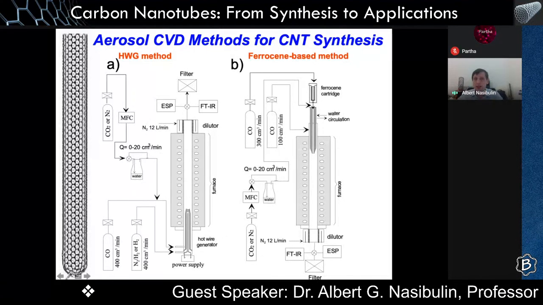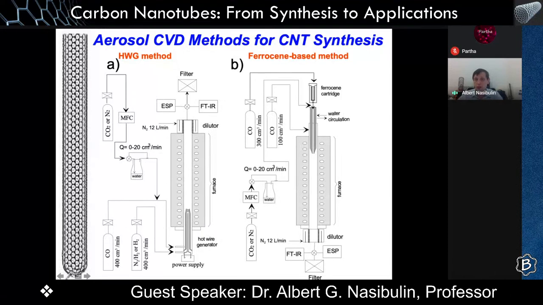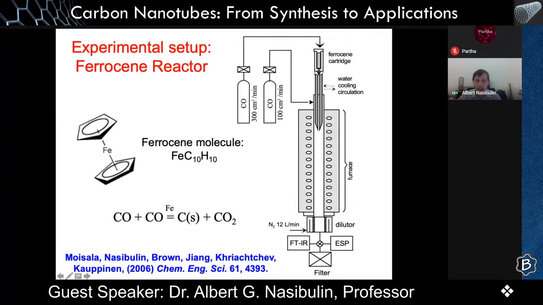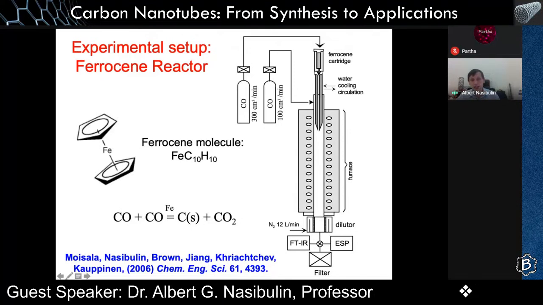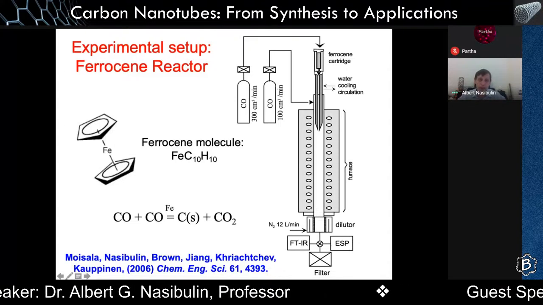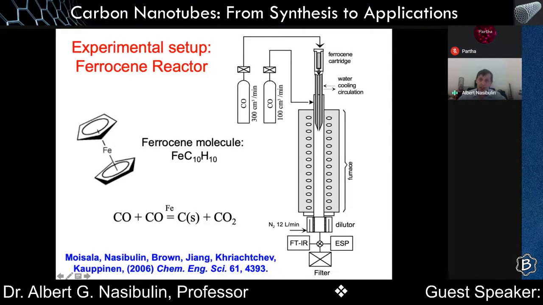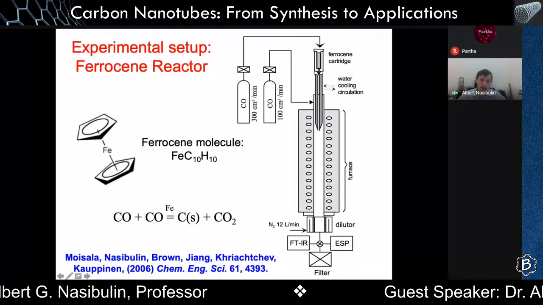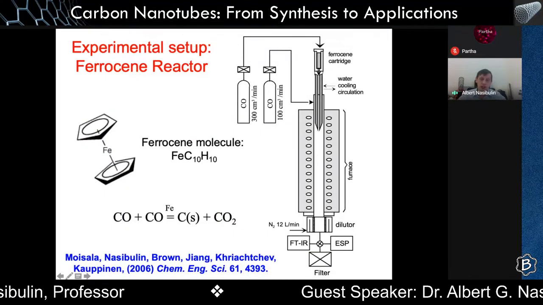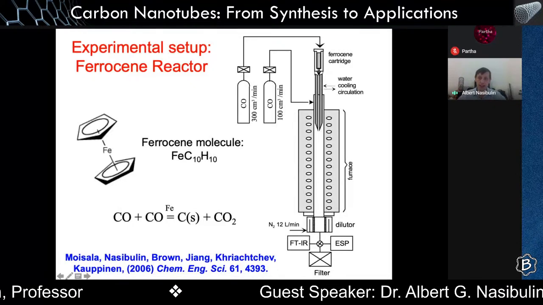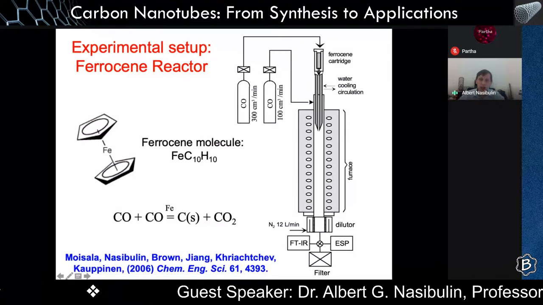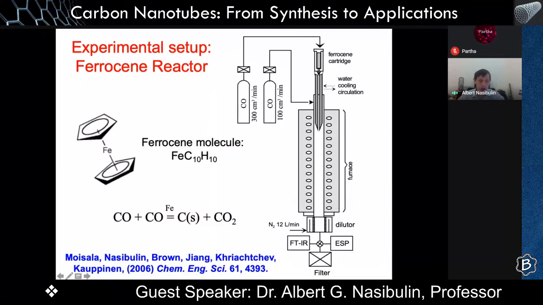The other one is based on chemical decomposition of a precursor. In this case, we utilize ferrocene. Ferrocene is a metal organic compound. It contains an atom of iron needed to make the catalyst particle, and this compound is volatile at room temperature. We applied this advantage: we fill a cartridge with this powder, which is a powder at ambient conditions, and pass carbon monoxide through the powder. The carbon monoxide saturates with vapor of ferrocene, and then the vapor gas mixture is introduced directly into the hot reactor, at about 1000 centigrade.